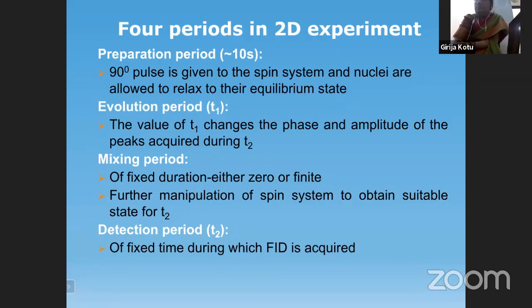It is followed by the evolution period, and this is called the T1 period. And the value of T1 changes from one experiment to another, which I'm going to show in the next slide, where it is augmented. During this period, the nuclear magnets will interact and the NMR receiver is switched off, so you are not going to get the signal, unlike in 1D. And sometimes the evolution is followed by a mixing period, which is of 0 to finite time, depending upon the experiment. And next is the detection period, which is the final T2 period.